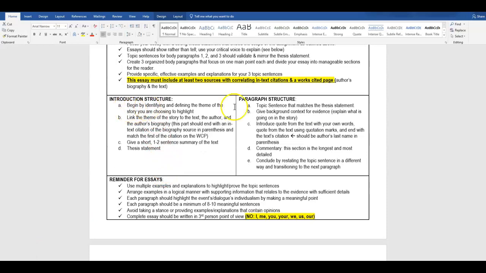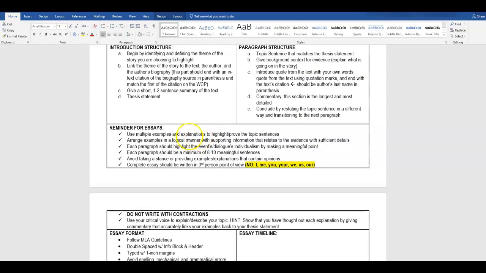Here is your introduction structure and your paragraph structure. Again, we will go over that in a moment when we look at the how to write document. Here are some reminders for the essay.